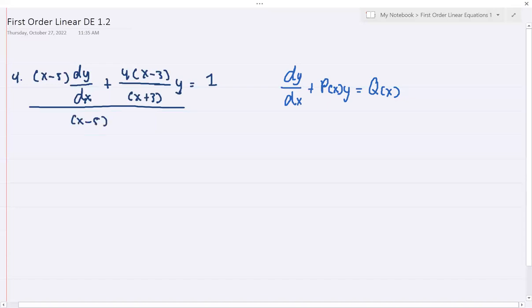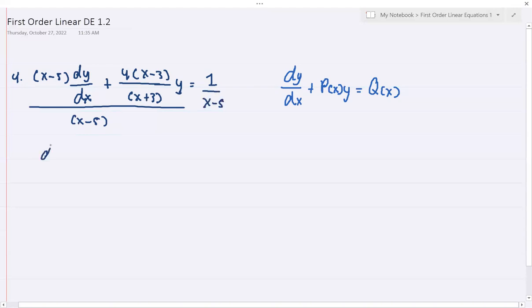Why? Because remember that in standard form, as you can see, there shall be no coefficient for your dy all over dx except 1. However, the coefficient for your dy all over dx is a binomial, which is x minus 5. So we need to divide both sides by x minus 5.